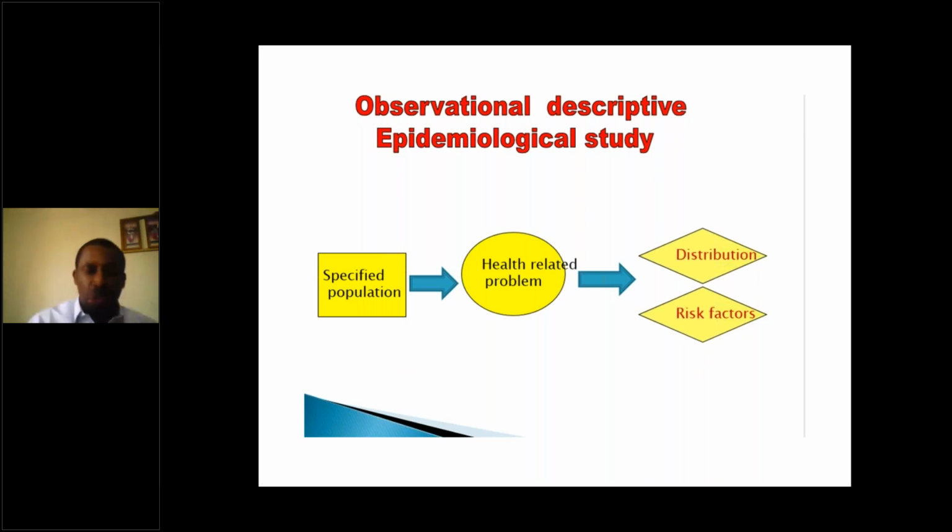Because after a study, we come out with an outcome, and the outcome can influence policies. So when you want to do an observational descriptive epidemiology study in an area, you take a cohort, a specified population, you evaluate the health-related problem, you look at the distribution and the risk factor.